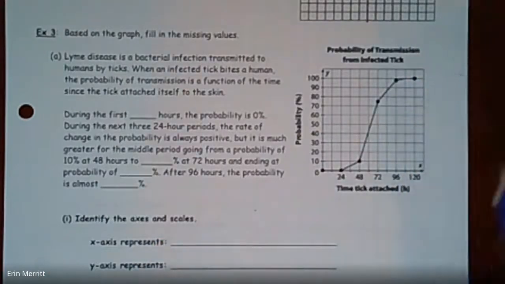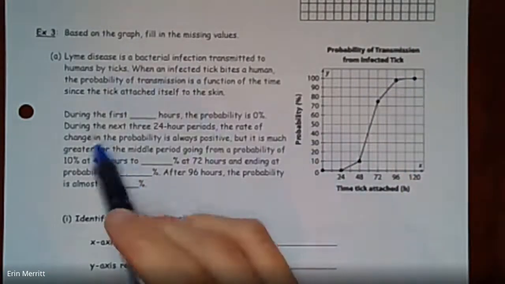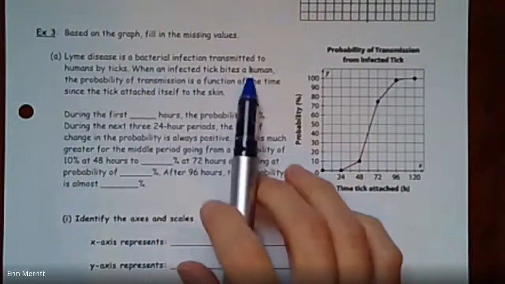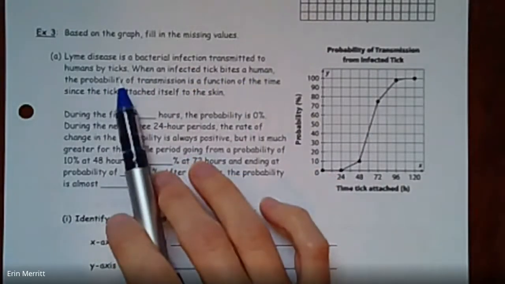So this first one, always uplifting topics. It's talking about Lyme disease, saying it's a bacterial infection transmitted to humans by ticks, which I actually pulled a tick off of my dog like a week ago, and it was giving me a heart attack.